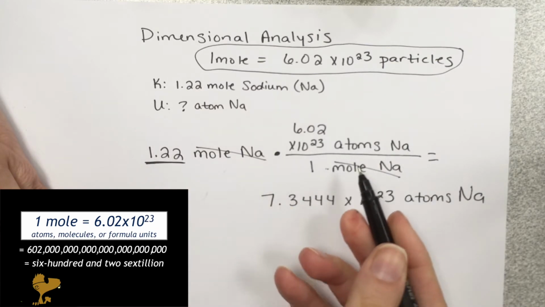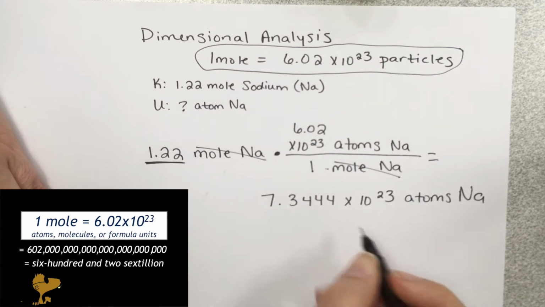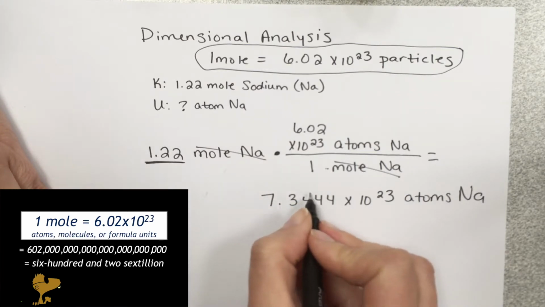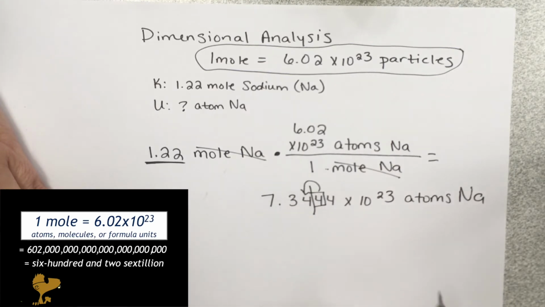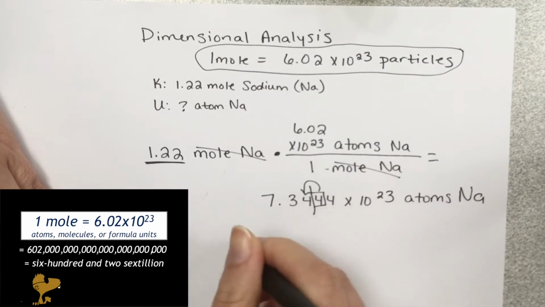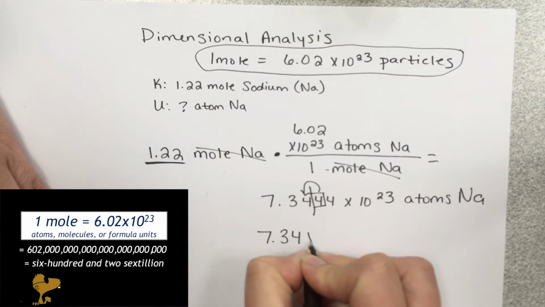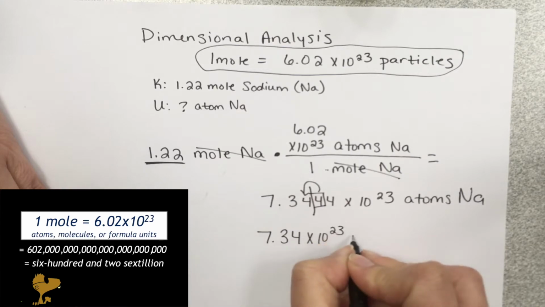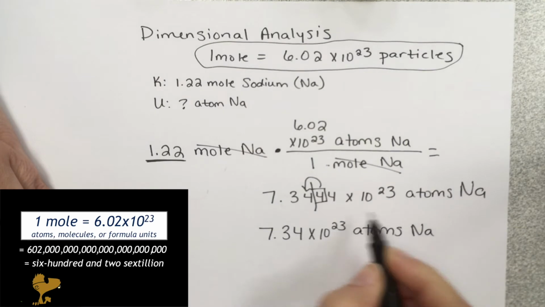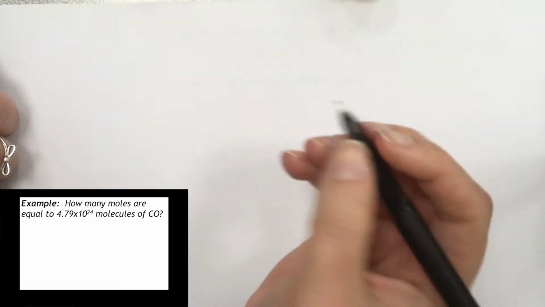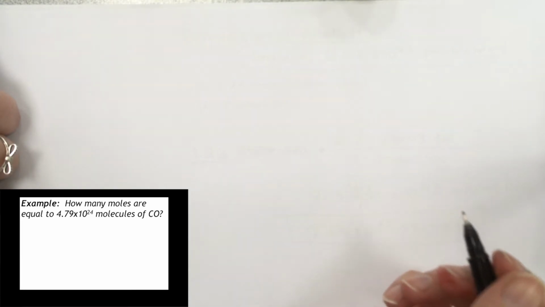This is multiplication, so we're looking at significant figures, not numbers past the decimal. So we have 3 significant figures here, so we can only have 3 here. So it has to cut off here. First, we take a look at this to see if it'll round. It won't because it's less than 5. So the answer will be 7.34 times 10 to the 23rd atoms of sodium. So that's our answer.